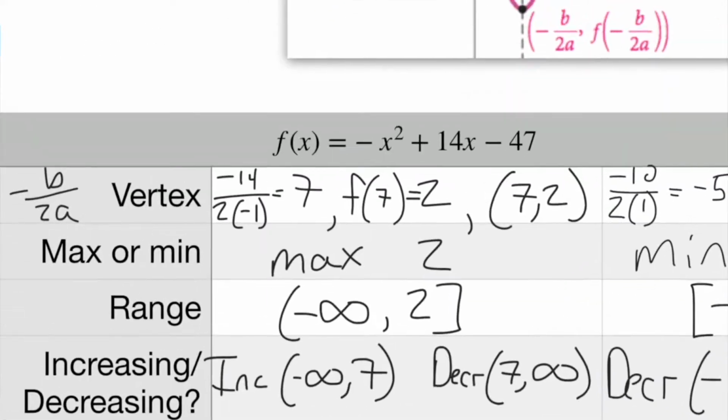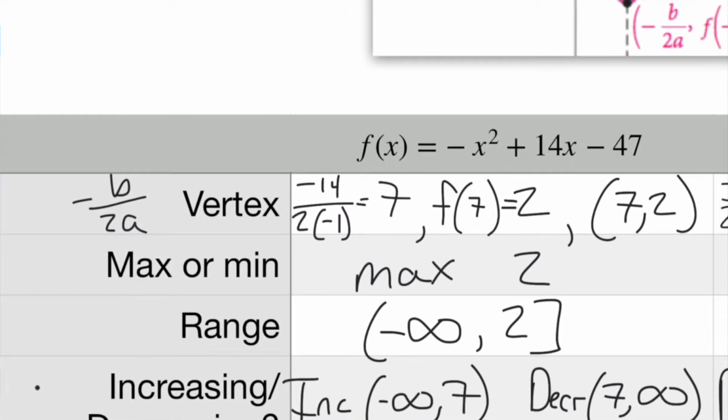So let's do that. Here are some examples. Here's a function: f of x equals negative x squared plus 14x minus 47. The vertex is found with negative b over 2a, so that would be negative 14 over 2 times negative 1. Remember, there's an invisible negative 1 right here. Simplify that, you get 7. Plug 7 into the whole function, 7 here and 7 here. You calculate the whole thing, you get 2 as an output. So the vertex is at 7, comma 2.